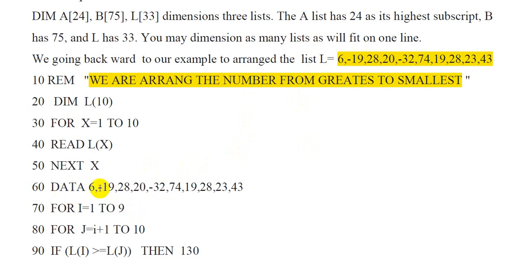60 DATA 6, 19, 28, 20, minus 32, 74, 10, 19, 28, 23, 43. 70. The 70 step indicates the command FOR from I equals 1 to 9.